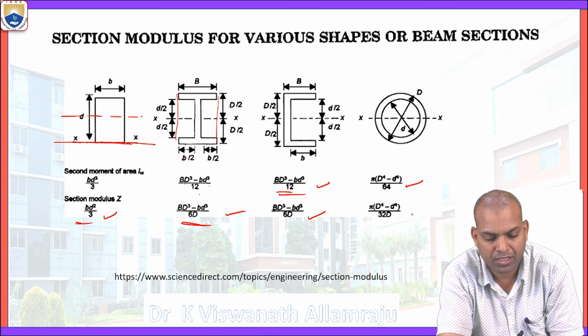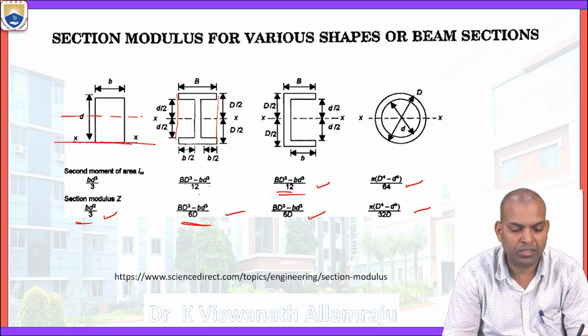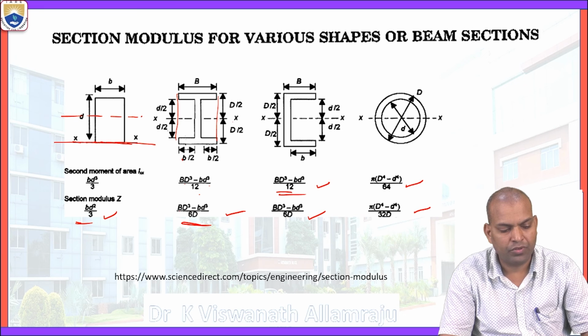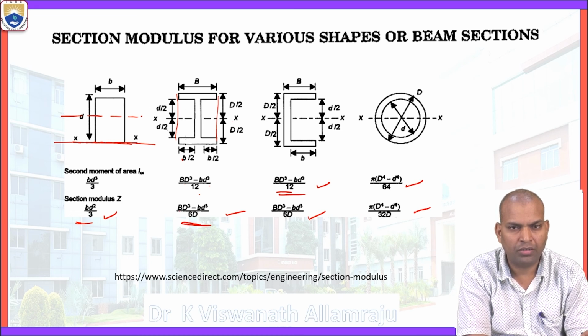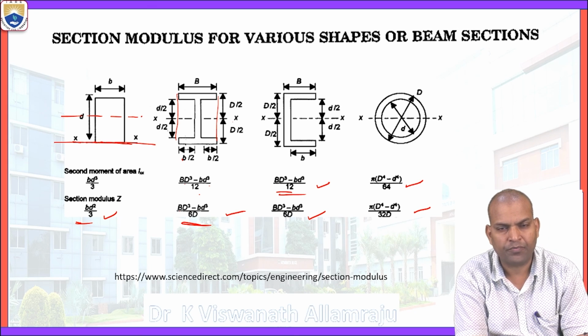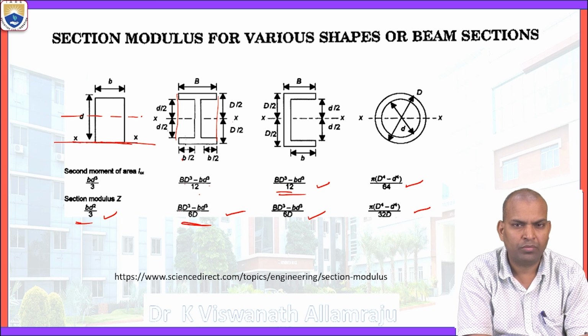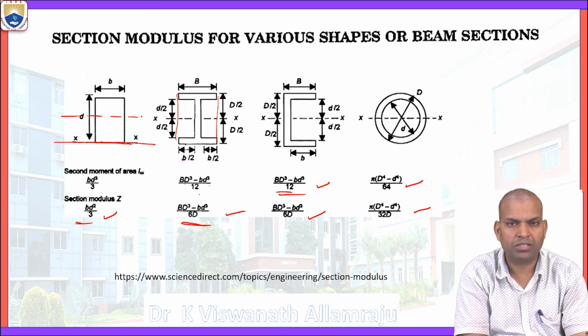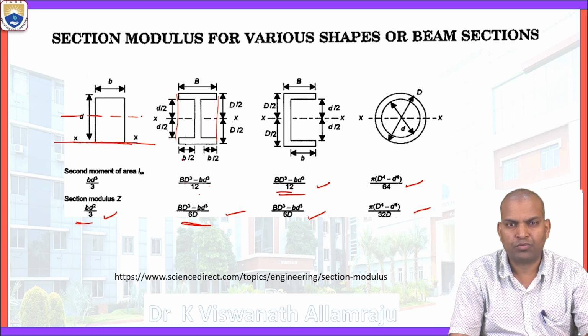These are the various values for various sections, section modulus and second moment of area, that is known as moment of inertia. In this class we have covered what is section modulus and also solved problems on pure bending. The theory of pure bending is sigma by y equal to M by I equal to E by R equation. We solved problems and we learned what is section modulus, how to calculate section modulus, and what is the physical significance of section modulus.